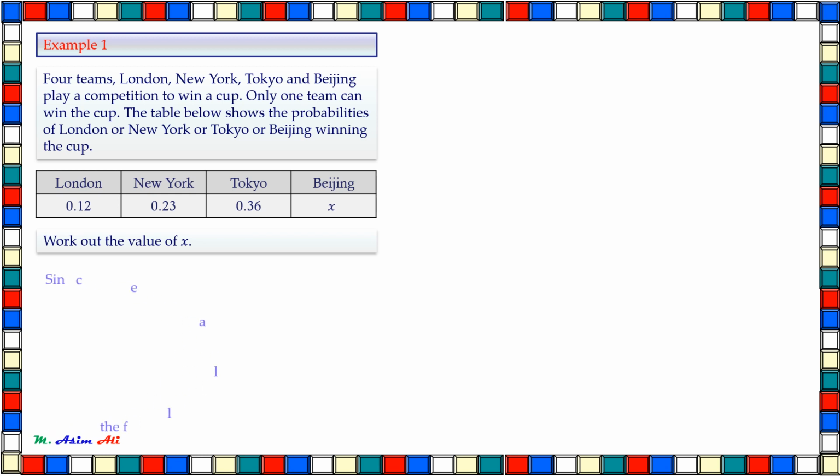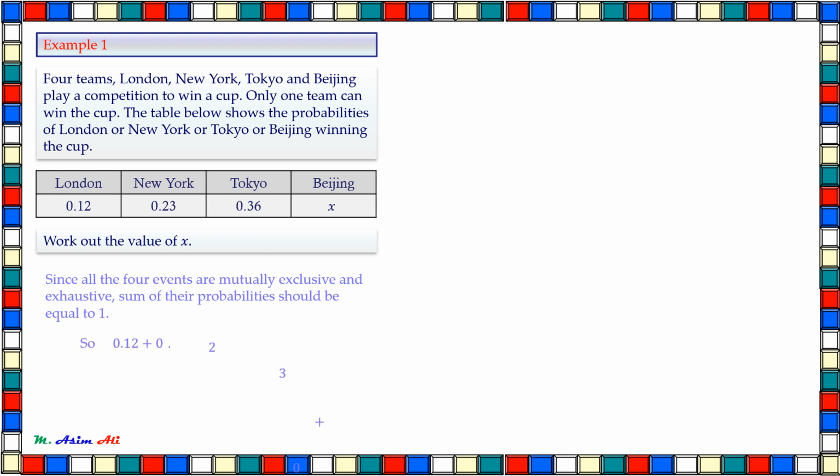Since all these four events are mutually exclusive and exhaustive, because why mutually exclusive? Because only one team will win the cup, no two teams can win the final cup. And exhaustive, because only one of these four teams will win. There can be no fifth or sixth team from outside, because these are the only four teams taking part in the competition. So the probabilities of winning should add up to 1, and we will use this fact in finding the value of x.